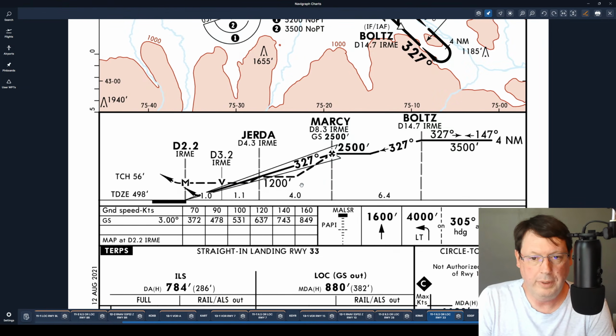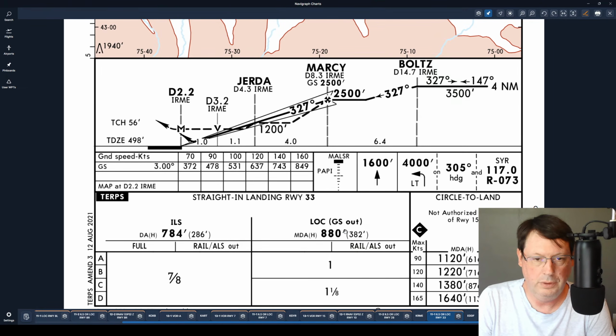So what you would do on a localizer approach, the old timers, this is kind of funny, call it dive and drive. You get to 2,500 feet here at Marcy, and then they would chop the power and just dive for 1,200 feet, level off, fly to Jerda, dive and drive again down to 880 for the localizer, and then fly along.